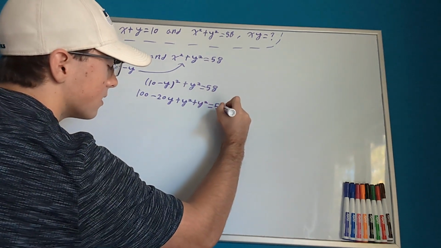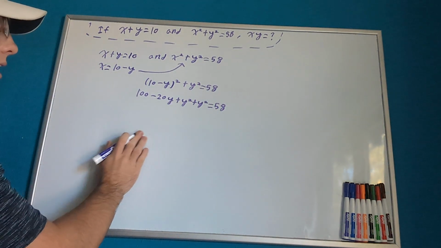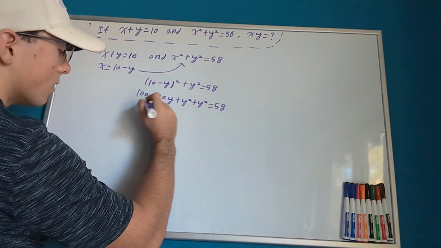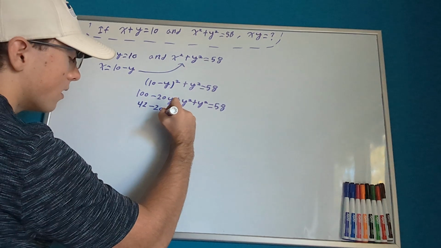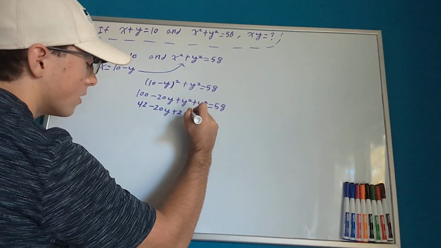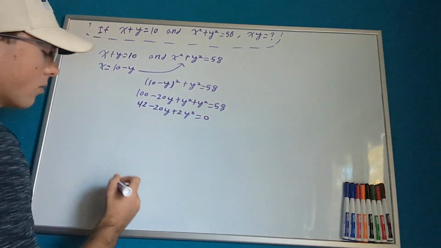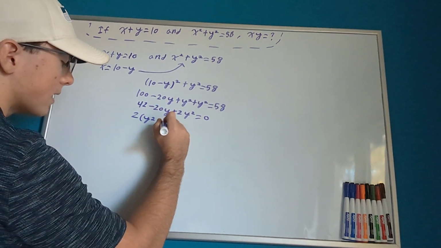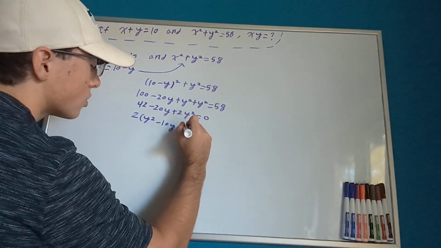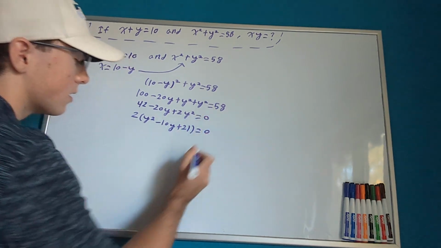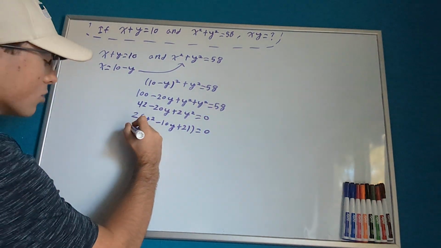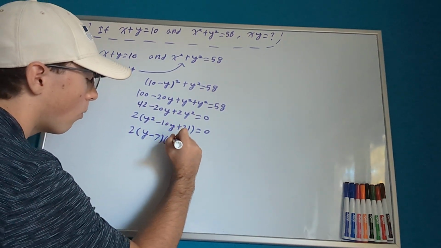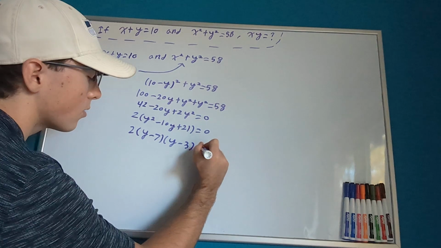plus y squared equals 58. Then from here, let's just subtract 58 and group everything together, right? So we'll get 42 minus 20y plus 2y squared equals 0. Then we can factor out 2 and we'll get y squared minus 10y plus 21 equals 0. Then we can factor this, and this will just become 2 times (y minus 7)(y minus 3) equals 0.